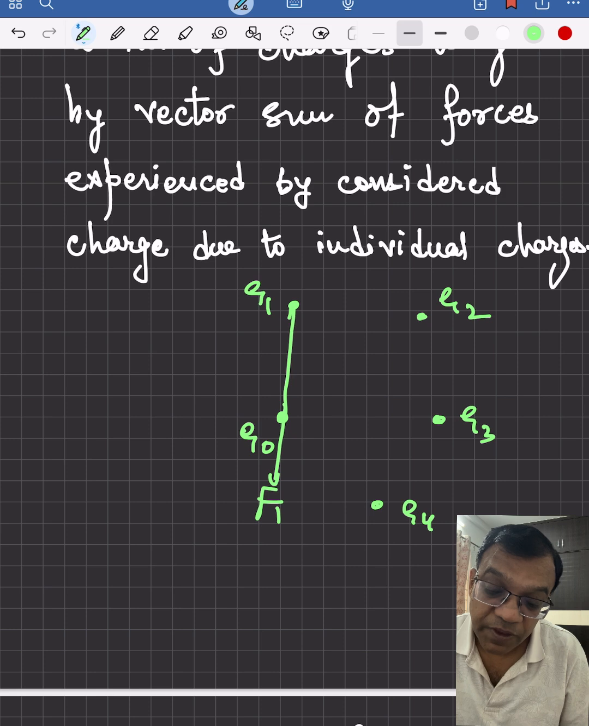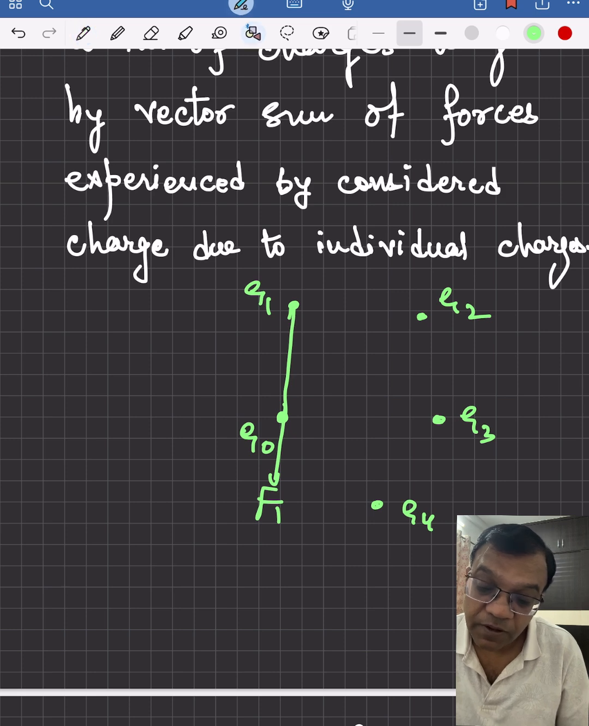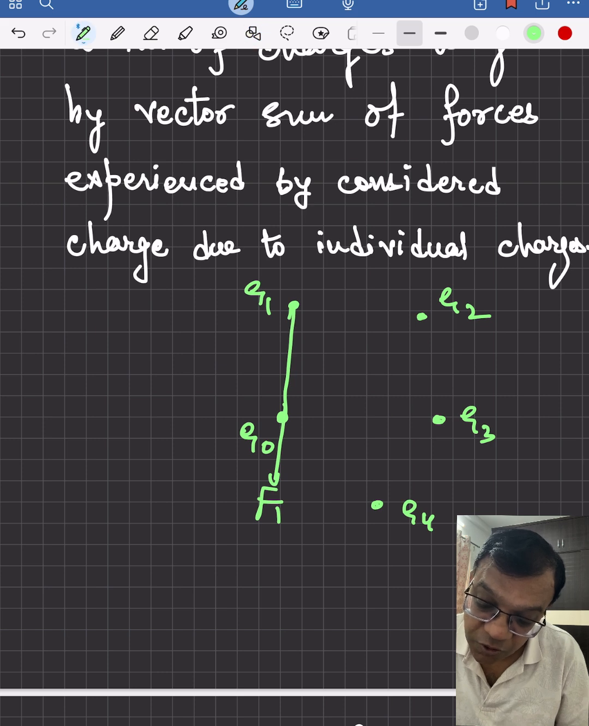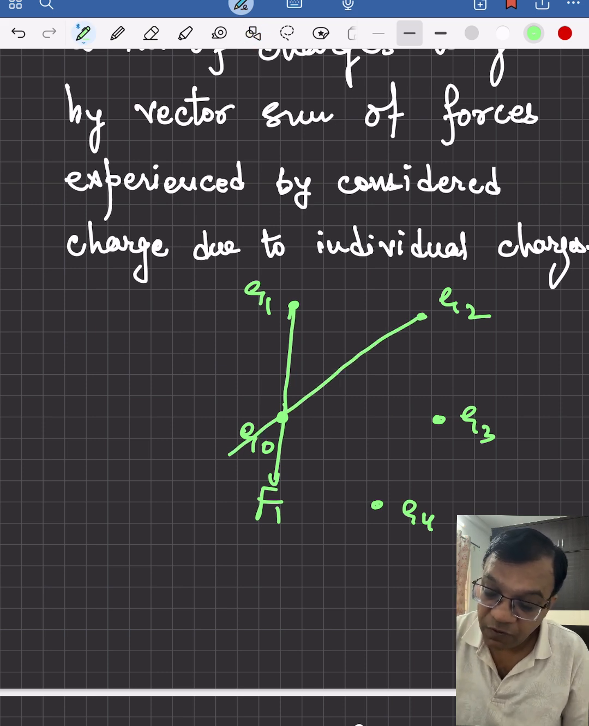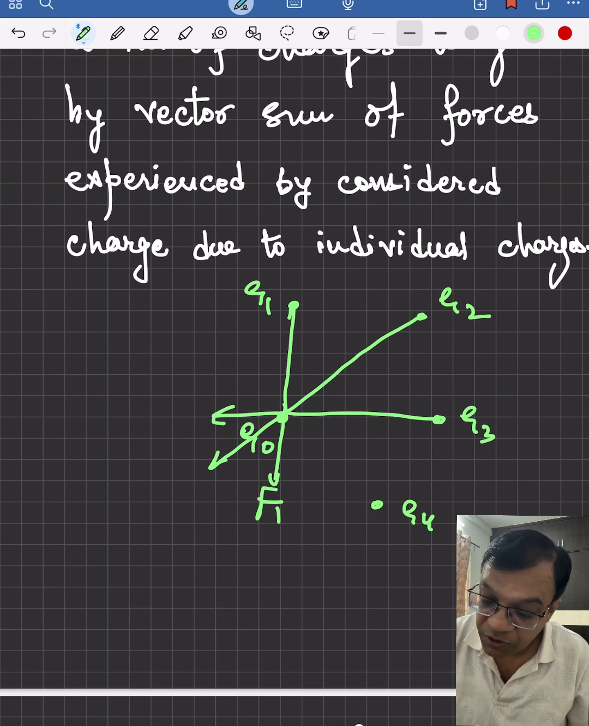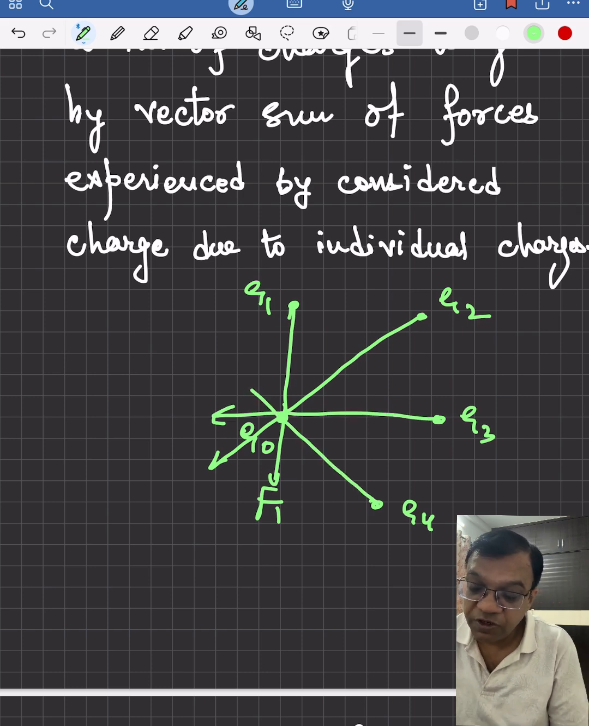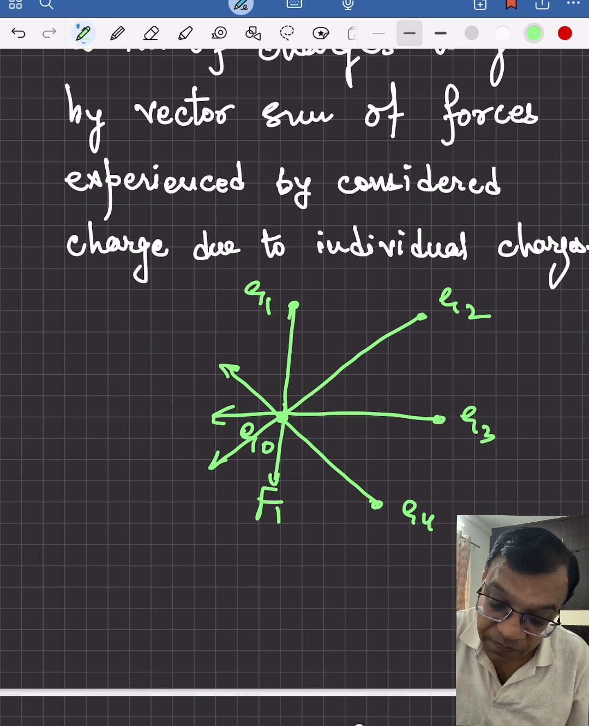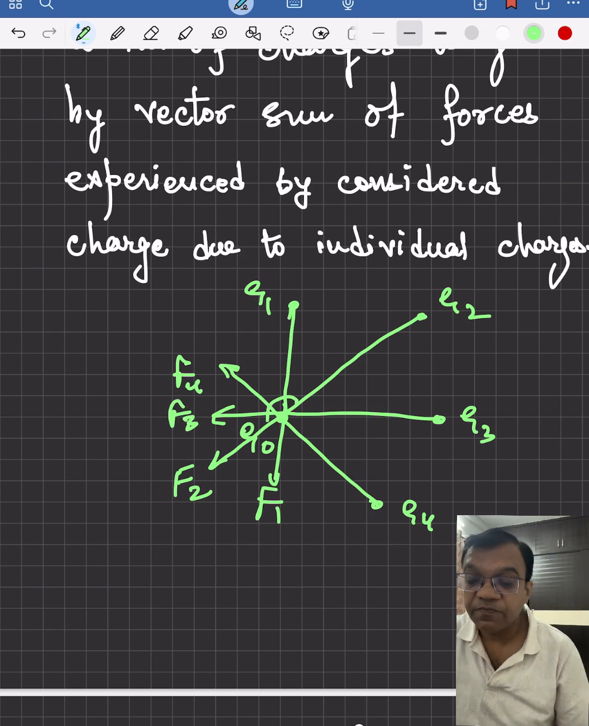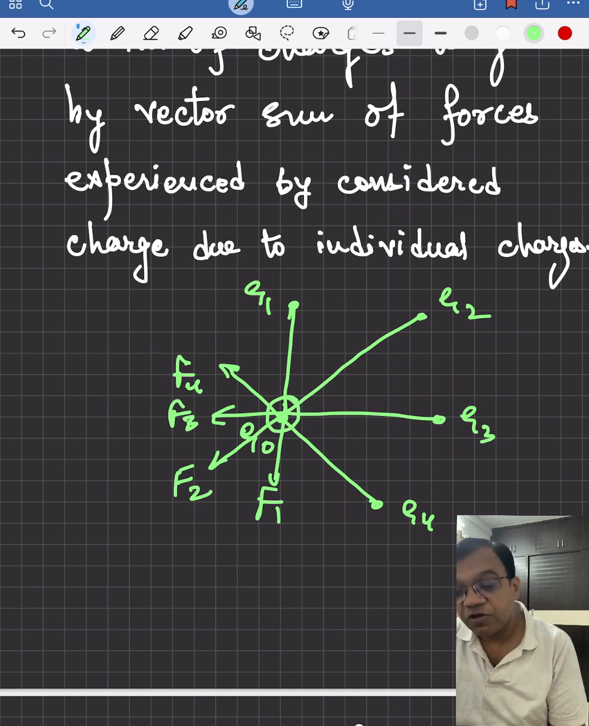And say the force experienced by q0 due to q2 is this one. The force experienced by q0 due to q3 is this one. And the force experienced by q0 due to q4 is this one. Say these are F2, F3, F4. Then what is the total force experienced by it? The vector sum of F1, F2, F3, F4. This is only the principle of superposition.